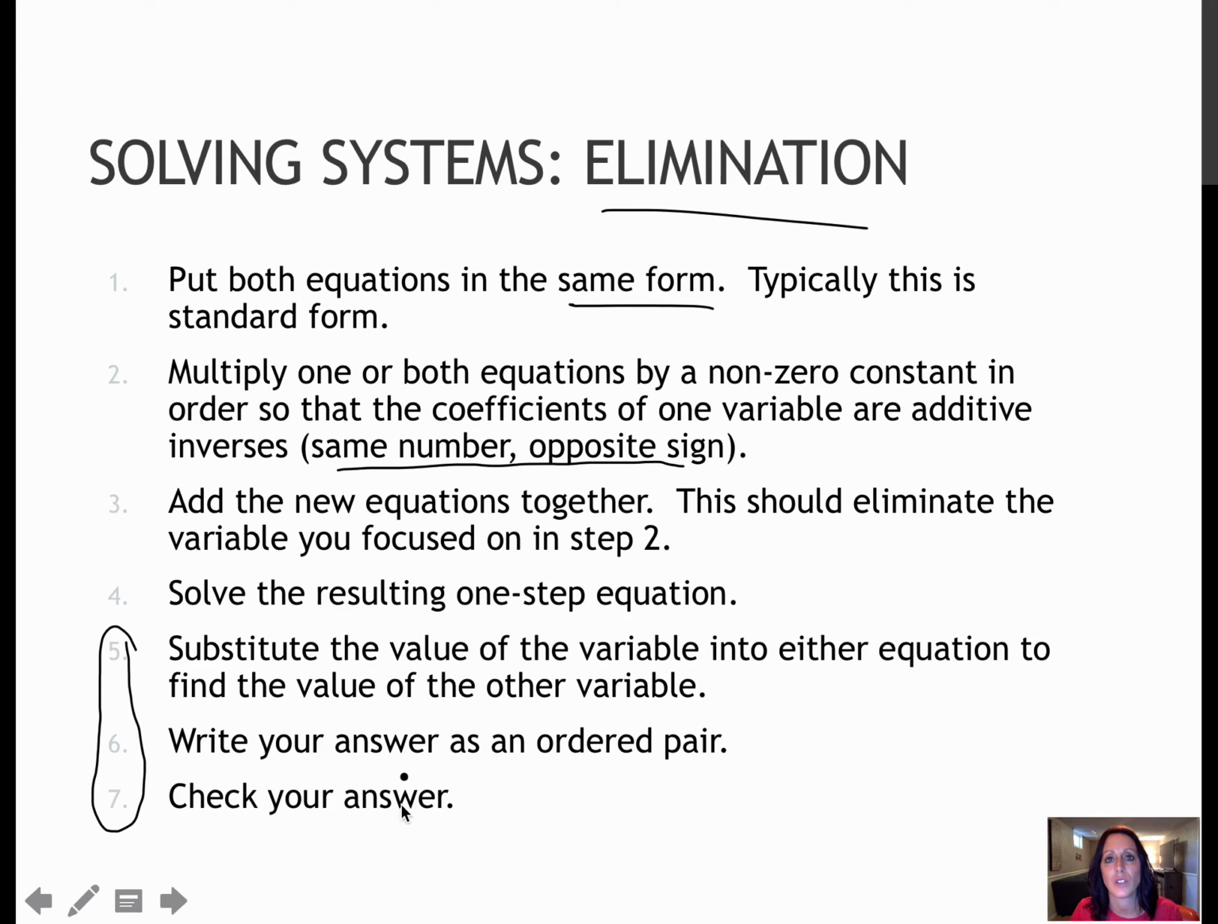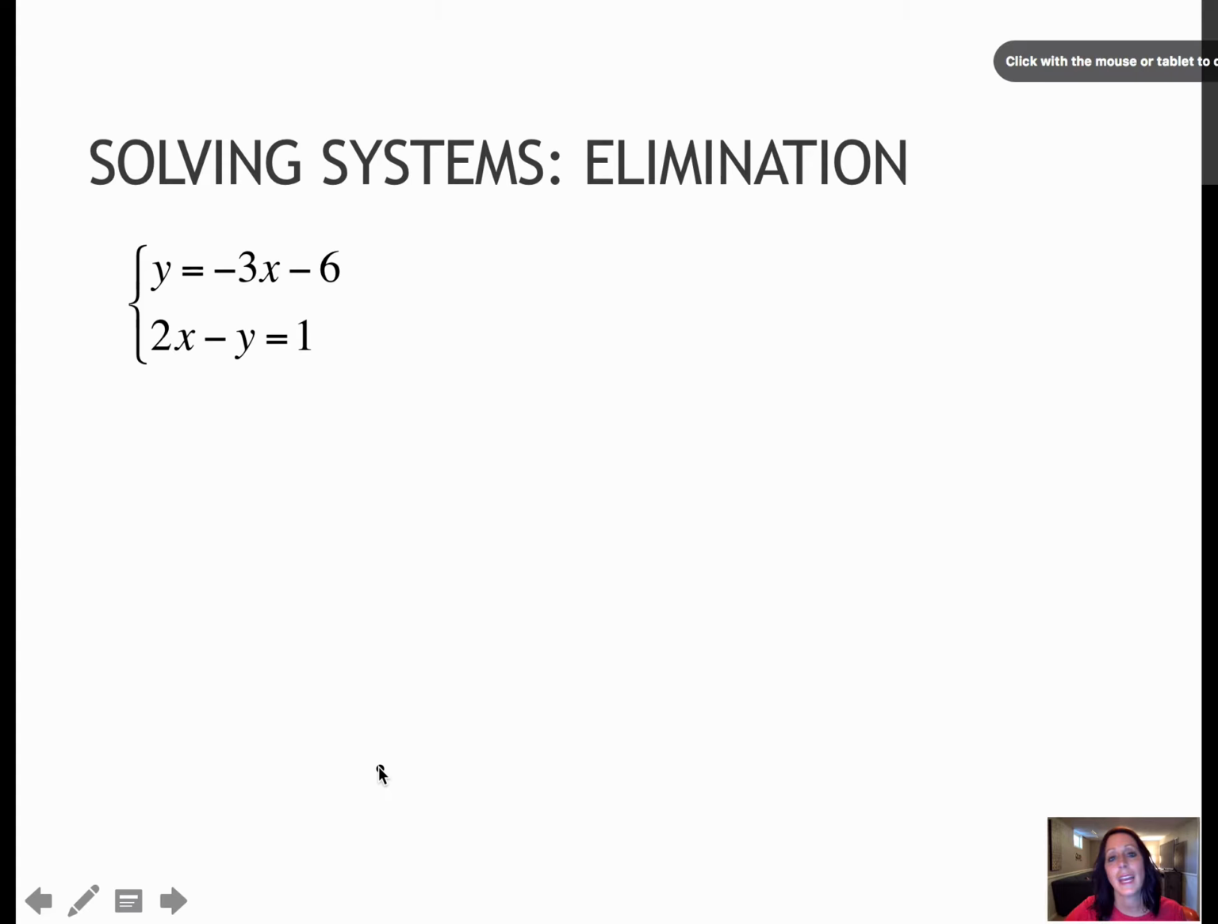I have not done that just for the sake of time in this video. So let's take a look. Again, I'm using the same 3 equations as before, and typically I wouldn't solve a system like this with elimination because it's not in the correct form, but this will be good practice of turning things into the same form. So I'm going to rearrange this equation by adding 3x to each side, and that gives me 3x plus y equals -6.